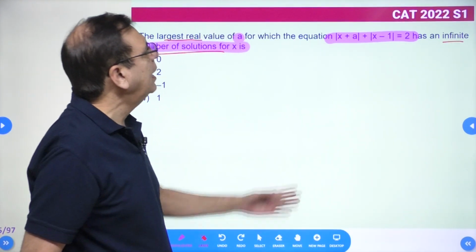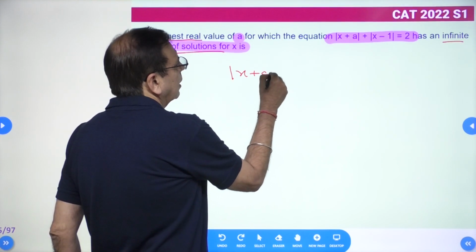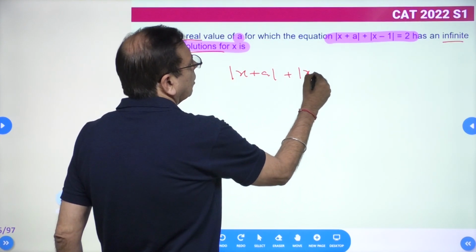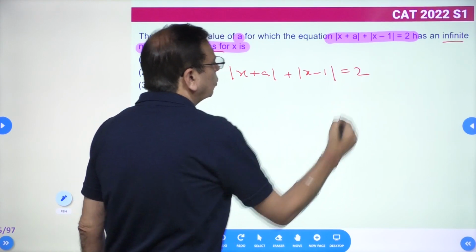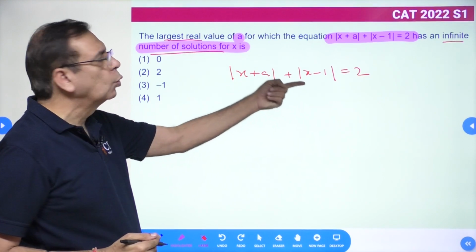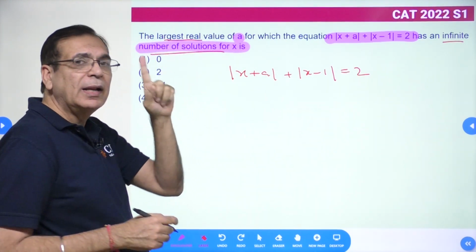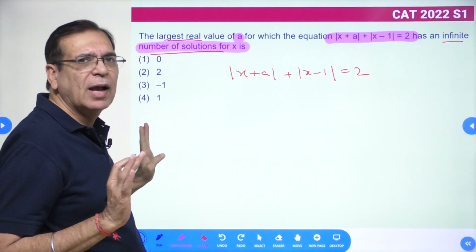मेरे को क्या करना है, इस इक्वेशन में से x को बाहर निकालना है. Mod of x plus a plus mod of x minus 1 has to be equal to 2, and I want to write equation because this has got 2 into 2, 4 possible equations. Out of those 4 possible equations I want to look at that one equation जिसमें x गायब हो जाता है.